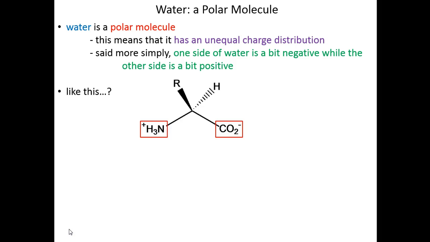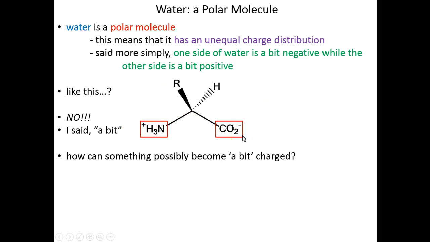So we can use this as an example. This isn't water, this is an amino acid, but we can use this as an example of what I'm saying. But wait a minute, there's a problem with this example, because I said that water is a bit negatively charged on one side and a bit positively charged on the other. And here you can see full charges. This is a full positive charge and a full negative charge. So how can anything be a bit charged? What does that really mean?